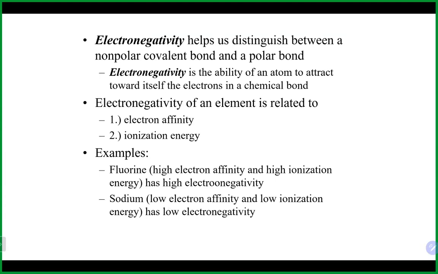So fluorine has high electron affinity and high ionization energy and has a high electronegativity, while sodium is on the other end of the spectrum. They have low electron affinity and low ionization energy. That is why, with our ionic compounds, we take a metal, which is the left-hand side of the periodic table, and put it together with a non-metal, which is upper right. Very big differences in those properties.